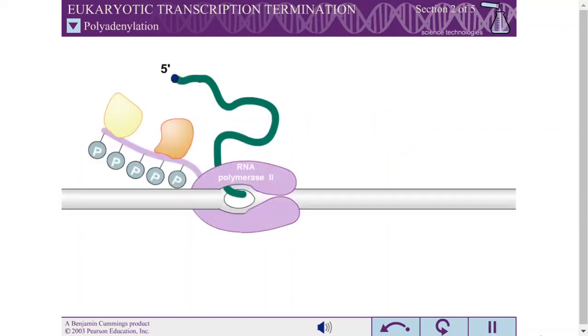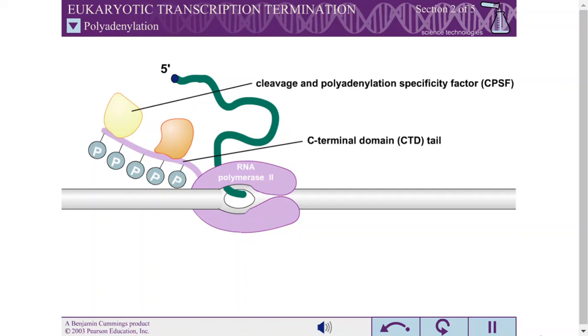Polyadenylation involves several factors. The extended C-terminal domain of the largest subunit of RNA polymerase, often called the polymerase tail or CTD tail, is involved in recruiting two of the enzymes necessary for polyadenylation, the cleavage and polyadenylation specificity factor and the cleavage stimulation factor.